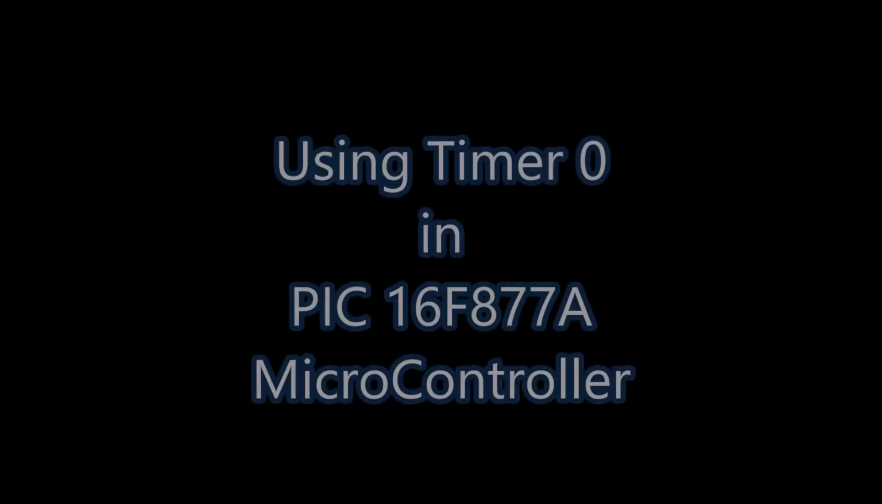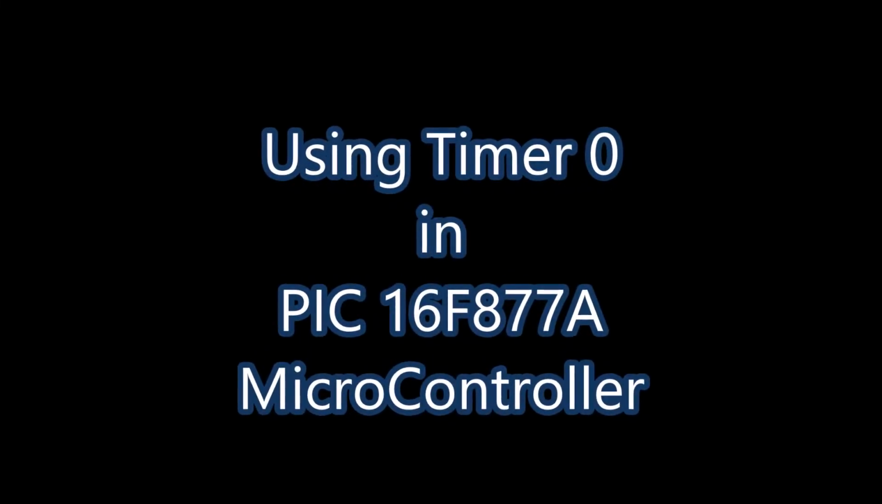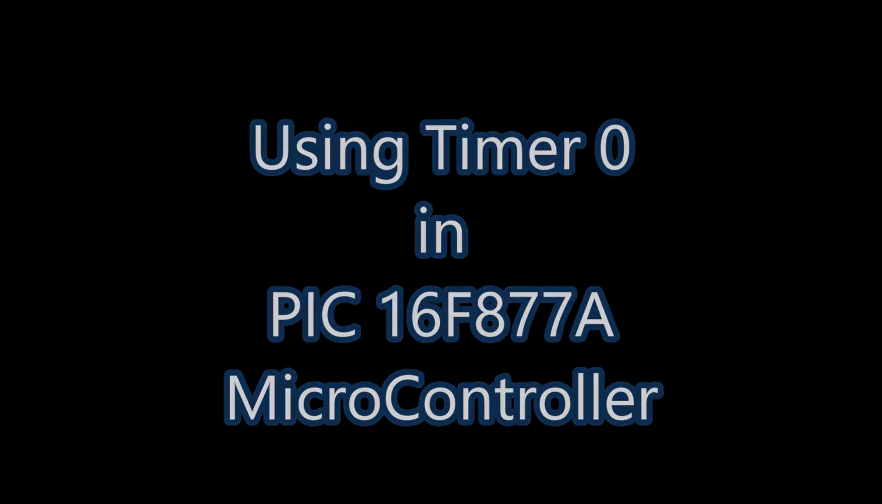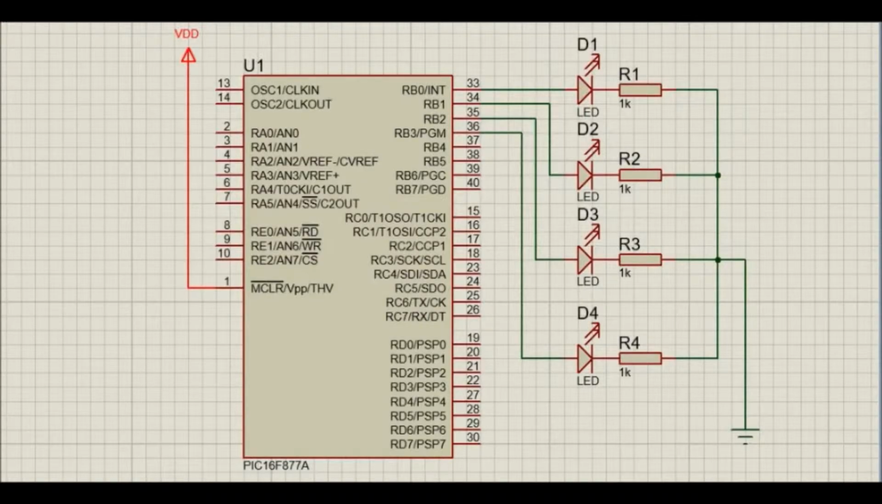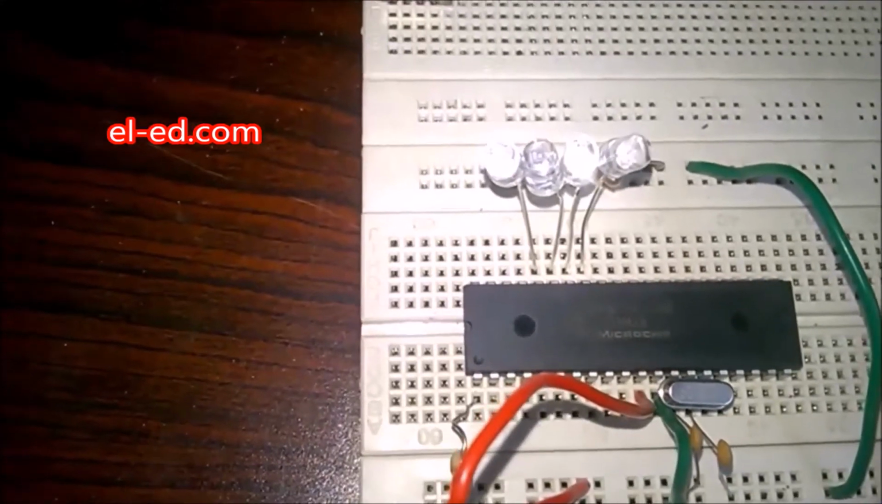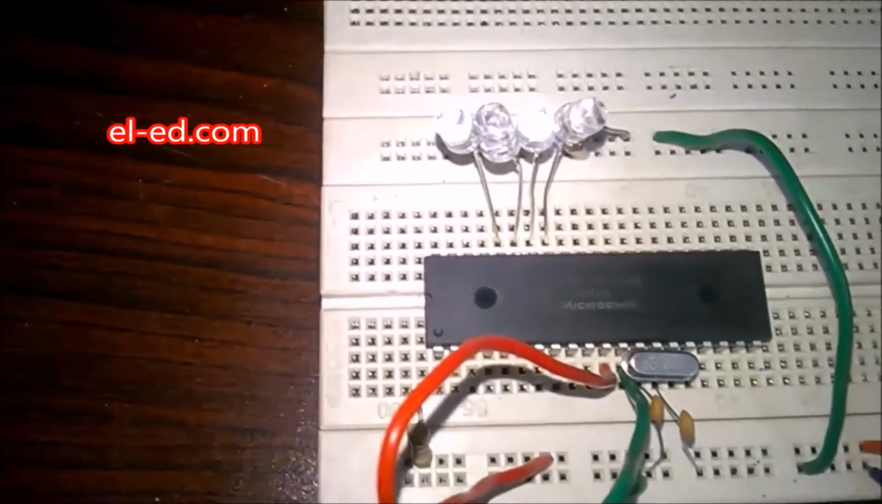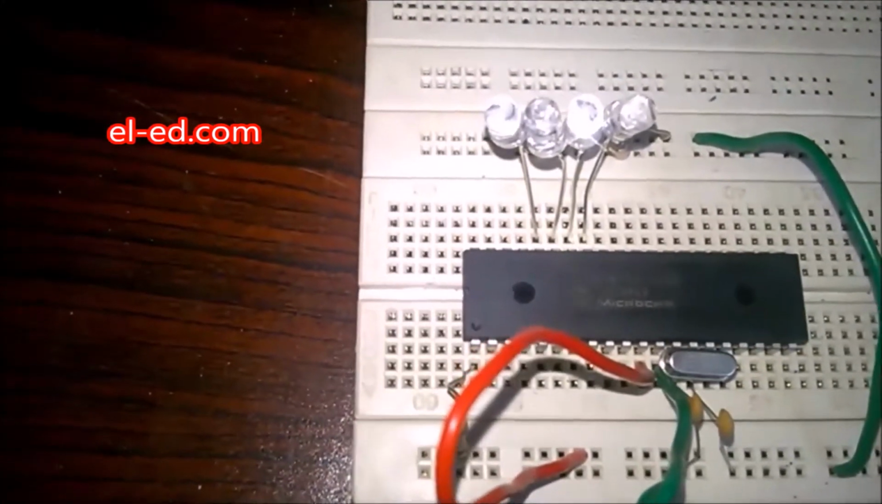Hello everybody, here we are going to see the use of timer 0 in PIC 16F877A microcontroller. As you can see from the figure, we have connected 4 LEDs to the pin number 33 to 36. Here we are going to light up the LEDs alternatingly for a period of 1 second using the timer 0 in PIC 16F877A.